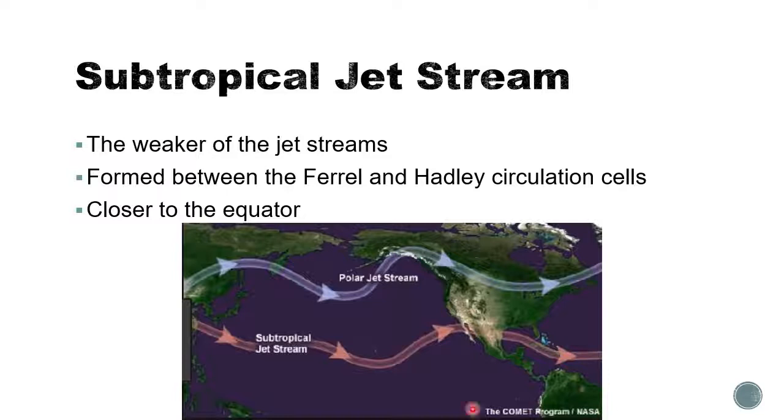Then we have our subtropical jet stream. This is the weaker of our jet streams, and it's formed between our Ferrel and Hadley cell circulations. It's closer to the equator, okay, so it does not affect us as much. Sometimes the two will combine, okay, which will bring us even more severe weather.